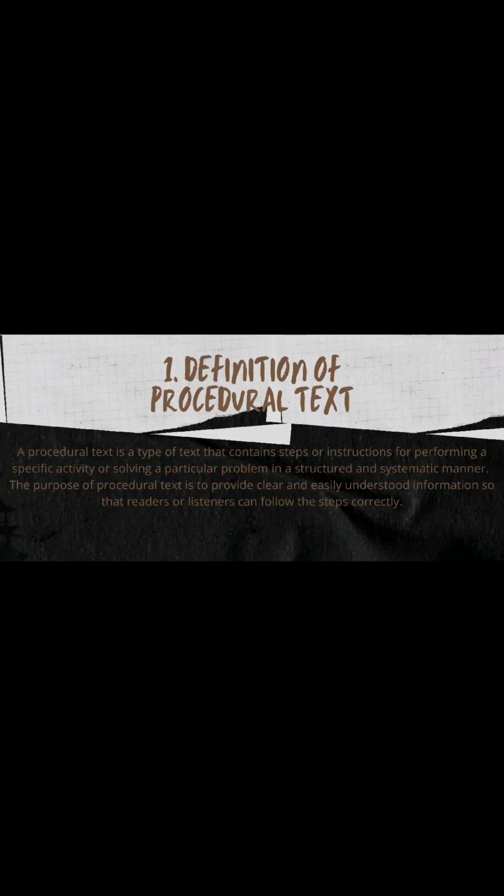First, I would like to explain the definition of procedural text. A procedural text is a type of text that contains steps or instructions for performing a specific activity or solving a particular problem in a structured and systematic manner. The purpose of procedural text is to provide clear and easily understood information so that readers and listeners can follow the steps correctly.